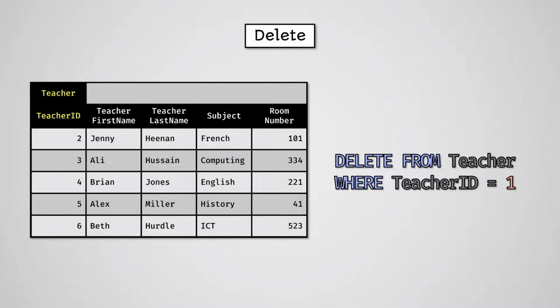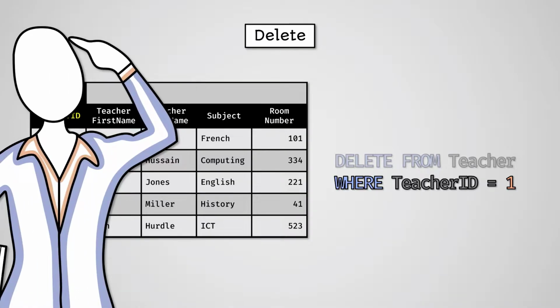Let's look at the syntax in detail. Firstly, we specify that we're going to be deleting a row of data from the teacher table. Then the where clause specifies the criteria for the row or rows that you want to delete. Be very careful using the where clause, as you will delete all records in the table that match the criteria you put in it.